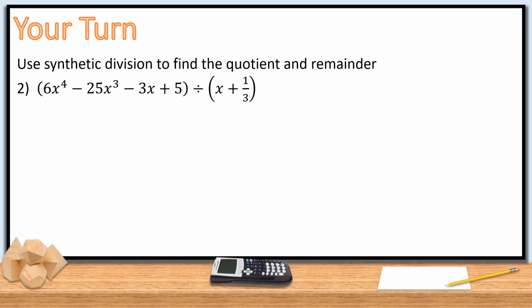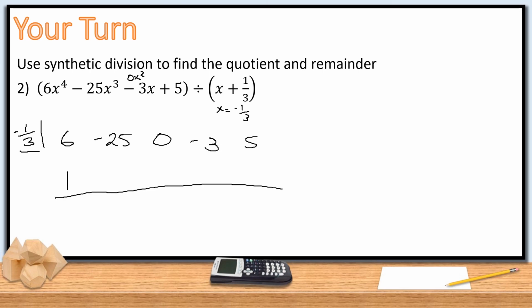All right, so x plus a third, so that means minus a third is going to be our synthetic divisor. We've got x to the power 4, x to the power 3. We're missing x to the power of 2, so I'm going to make sure I have a little note for myself in there. X to the power of 1, 5. All right, so we got 6, minus 25, 0, minus 3, and 5.